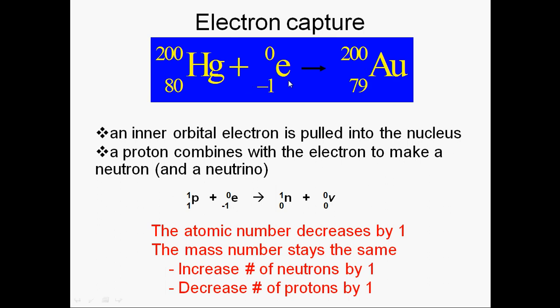Then we compare for our lower left-hand numbers. Everything on the left side of this equation, we've got 80 and -1. If we add those up, that's a total of 79 for our atomic number on the left-hand side of this equation. And on the right side, lo and behold, also 79. So we have conserved mass and charge through this process by keeping the mass the same and decreasing the atomic number of our starting element by 1.